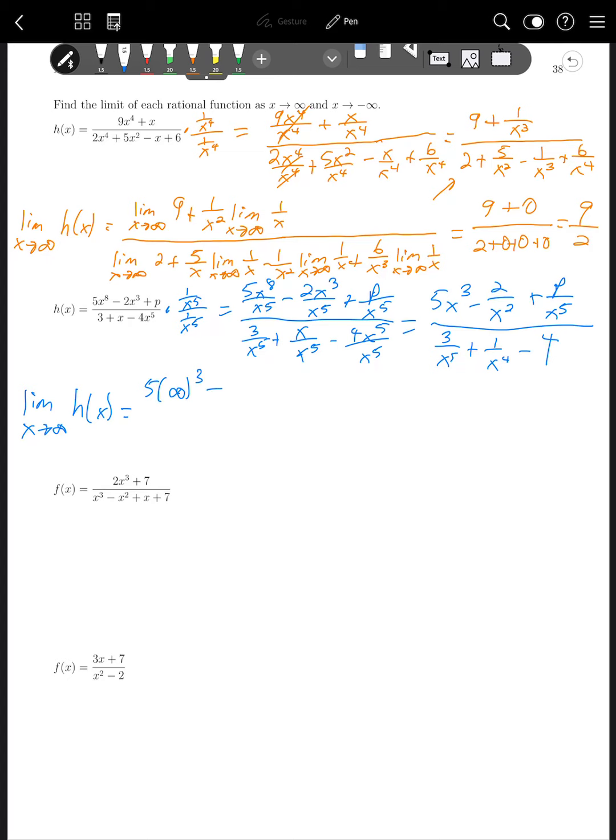So basically what this will look like, it'll be 5 times infinity to the third minus the limit of 2 over x squared, which is 0, plus p over x to the 5th, the limit of that is 0. 3 over x to the 5th, its limit is 0. 1 over x to the 4th has a limit of 0, and negative 4 has a limit of negative 4. So this ends up being 5 infinity cubed over negative 4. Well, 5 times infinity cubed is just infinity over negative 4. A positive number divided by a negative number is negative. So this limit would end up being negative infinity.